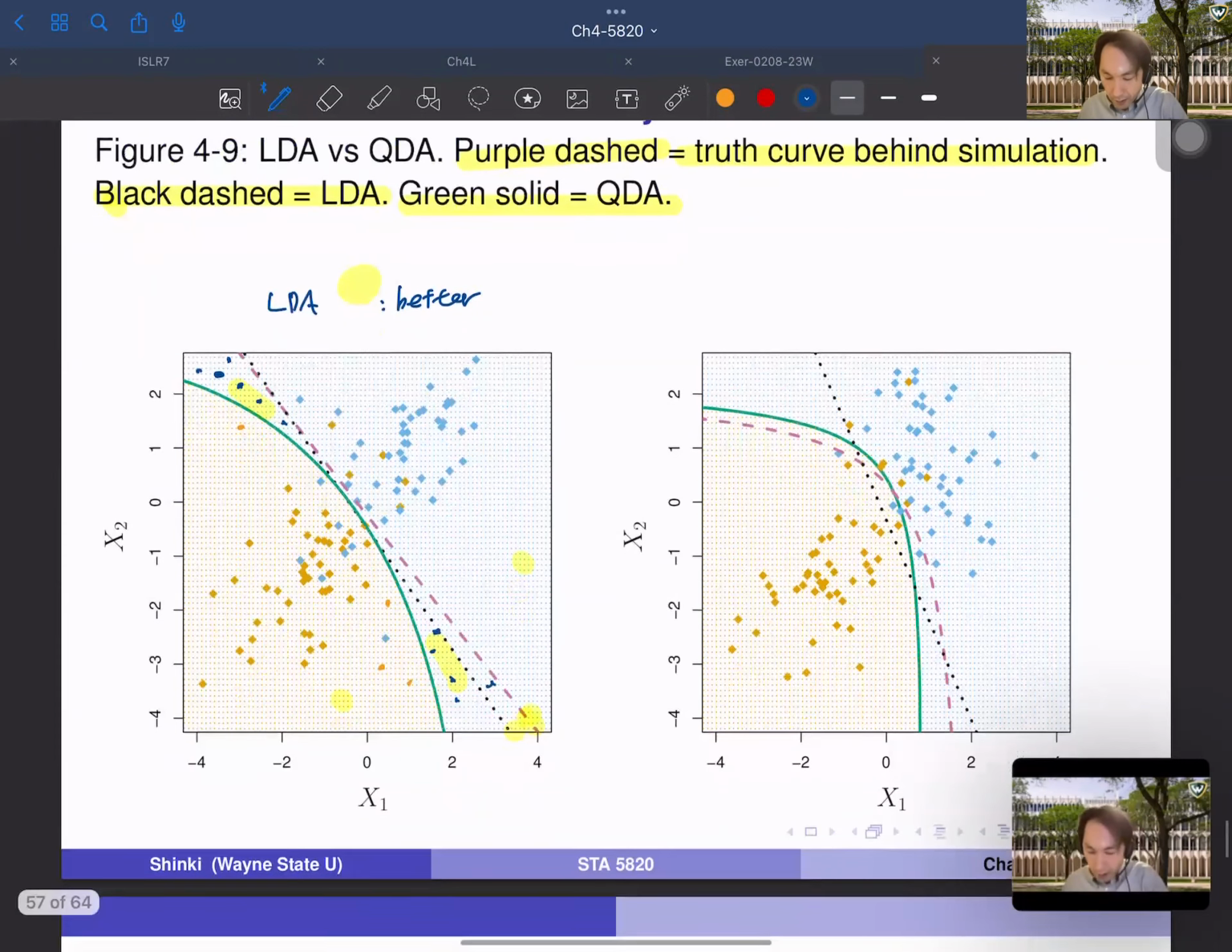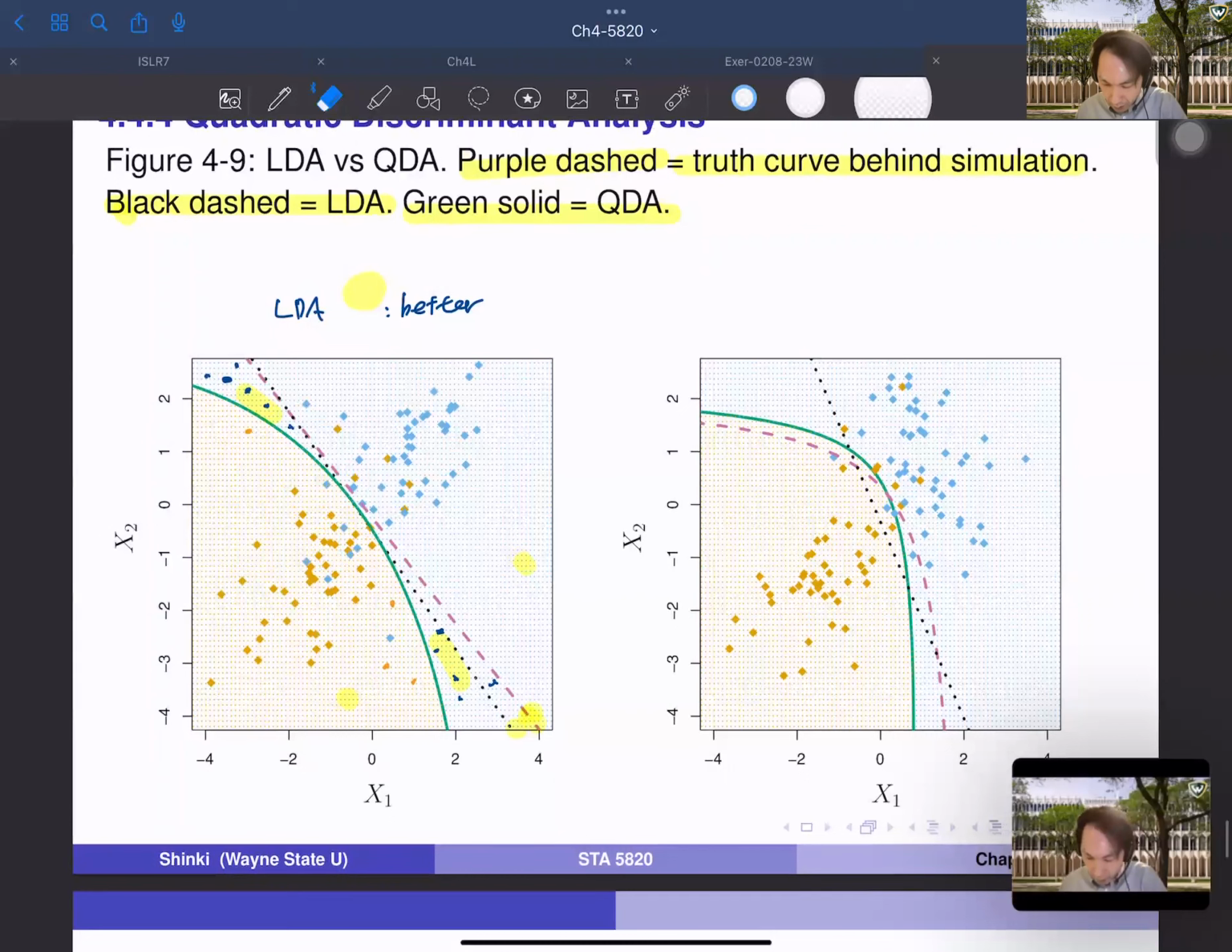But on the other hand, in the right-hand side example, you can see the green line is much closer to the purple line, and the black line is a little off. Actually, in this case also, we don't really have many observations between black and the green. We have few observations between this, but it's a little bit confusing.